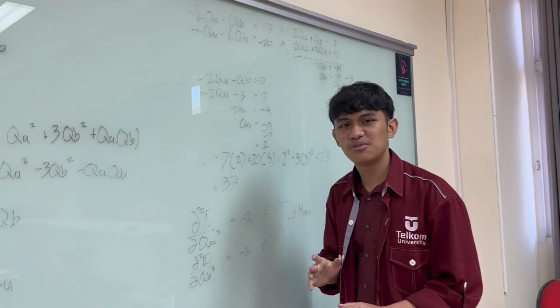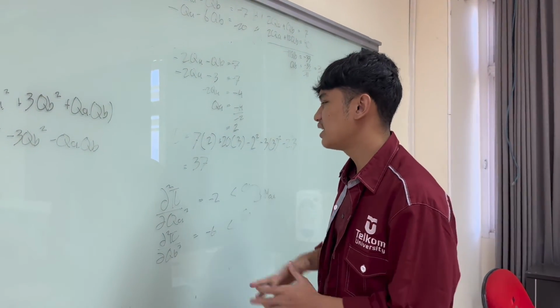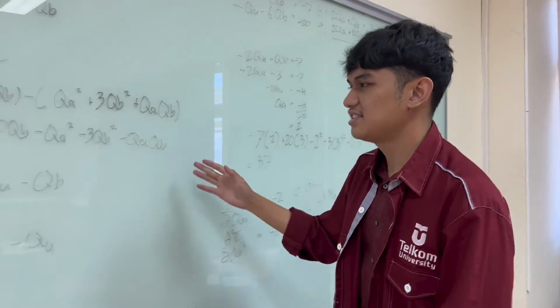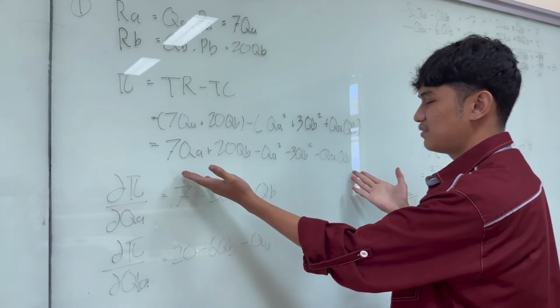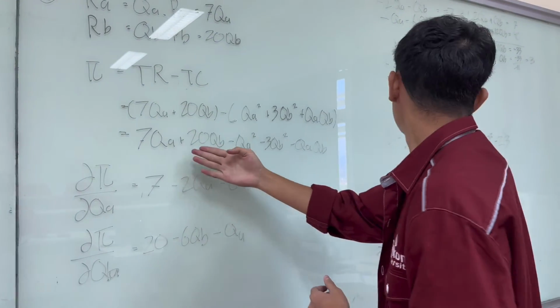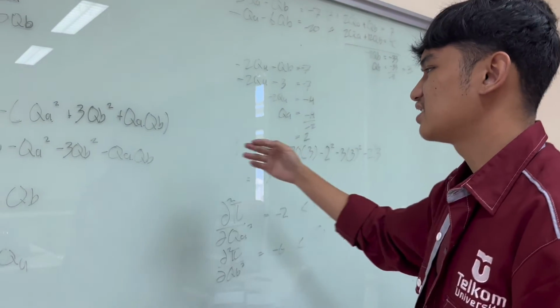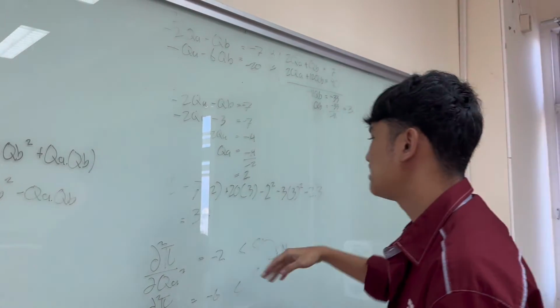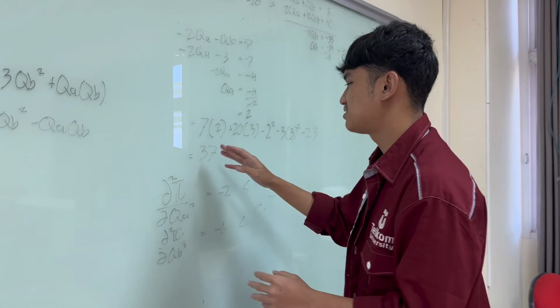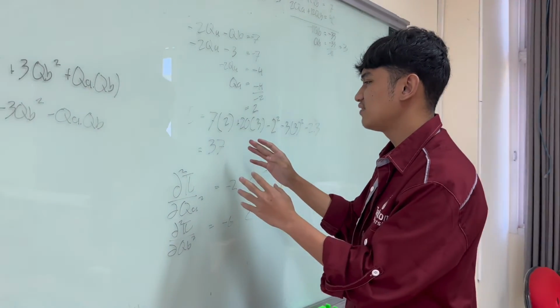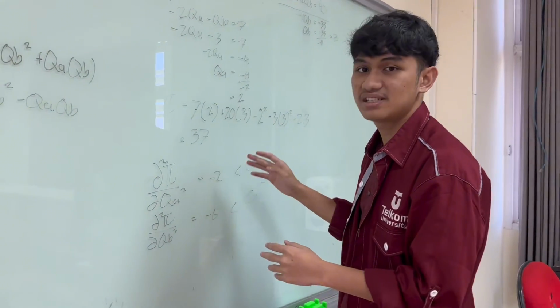Now we need to use the P formula again. This is the formula that we have taught before. We need to replace QA with 2 and QB with 3. And the result of this formula is 37. So the P value is 37.